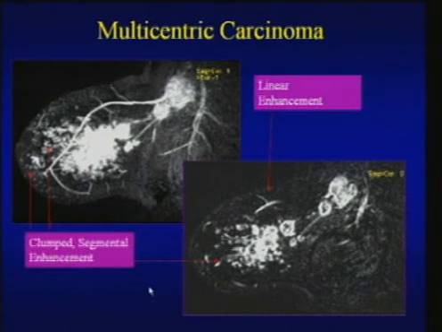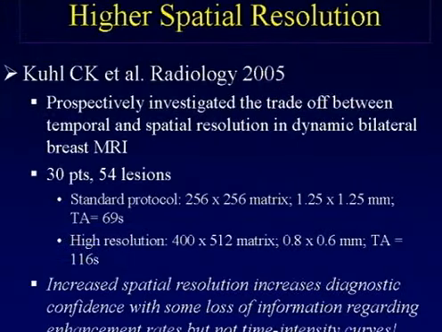When it's extensive like this, I think it's much easier to tell. Here's the patient's known cancer, extensive adenopathy, and all of this is extensive segmental clumped enhancement. So when it's this extensive, of course, it's a no-brainer. You're going to say this is definitely suspicious for DCIS.